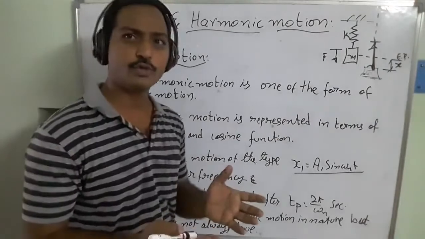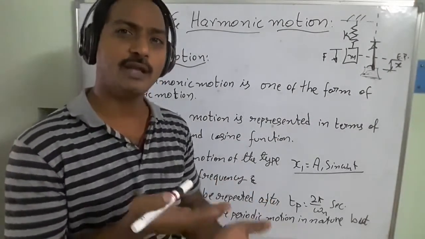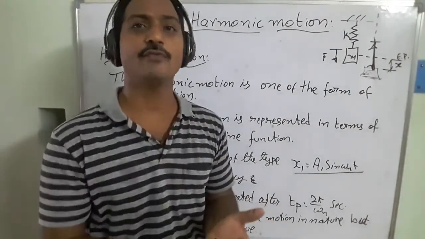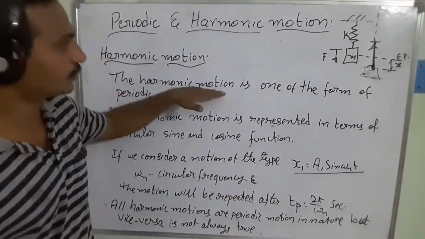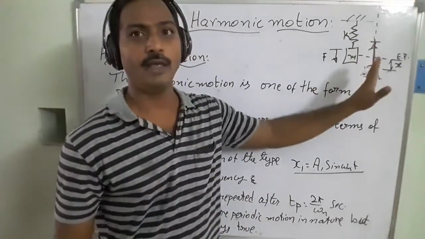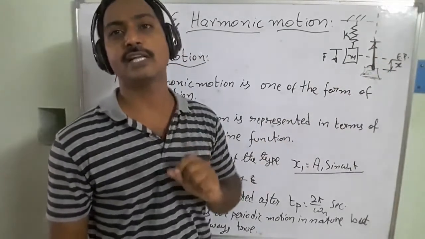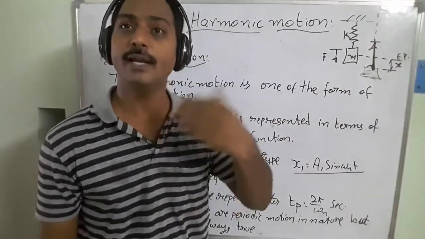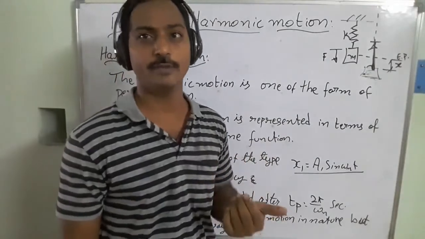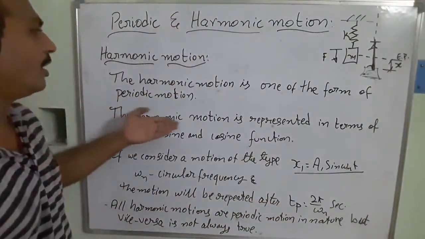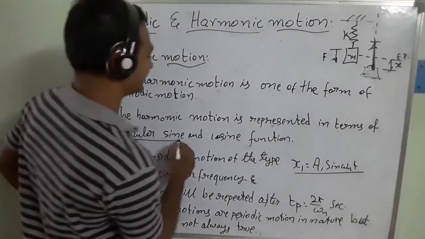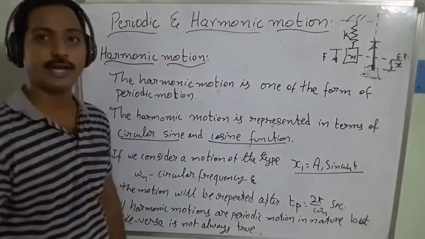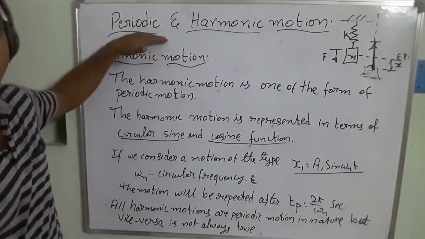What is periodic motion? The motion of a vibrating particle that repeats by itself after a certain interval of time is called periodic motion. In harmonic motion also, the system repeats its motion after a certain interval of time, which means it completes a number of cycles. Harmonic motion is represented in terms of circular sine and cosine functions.